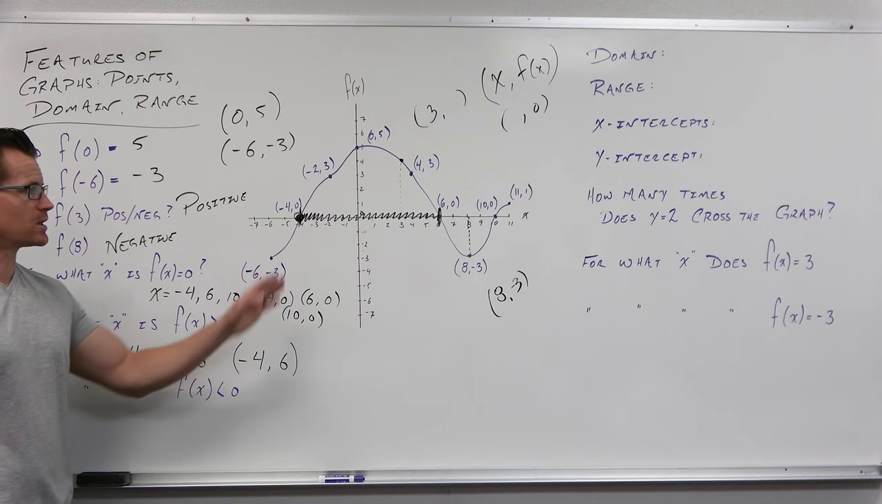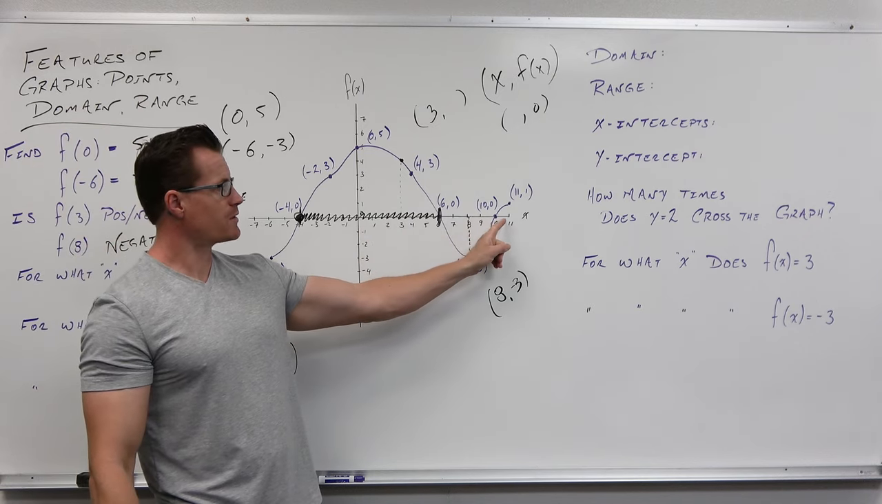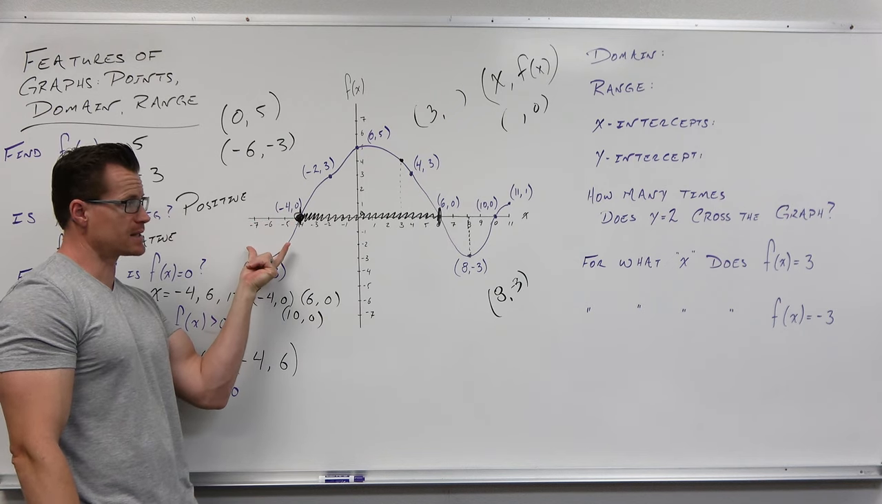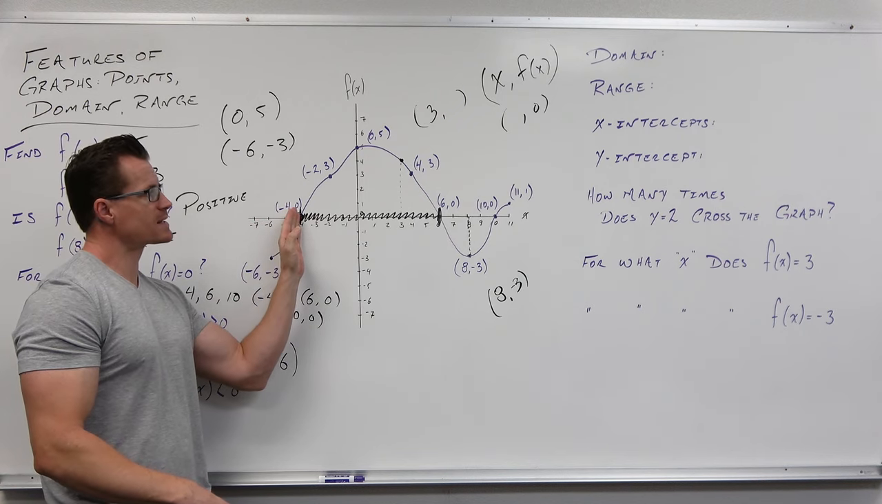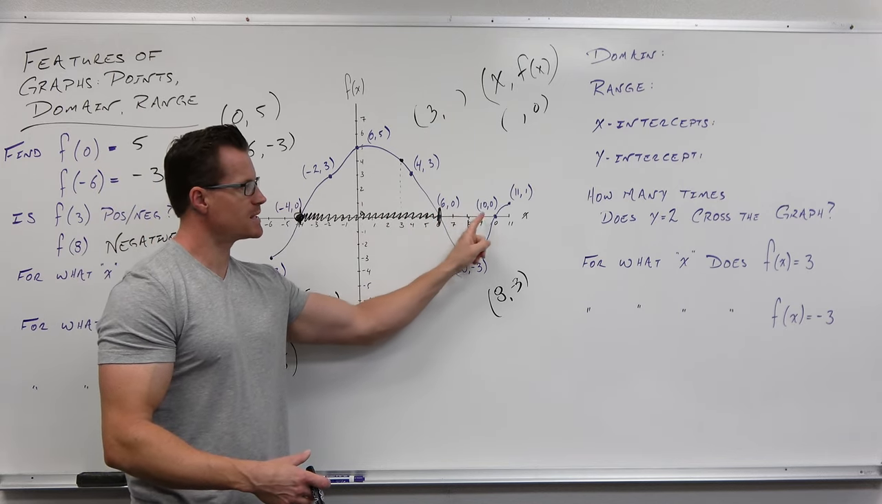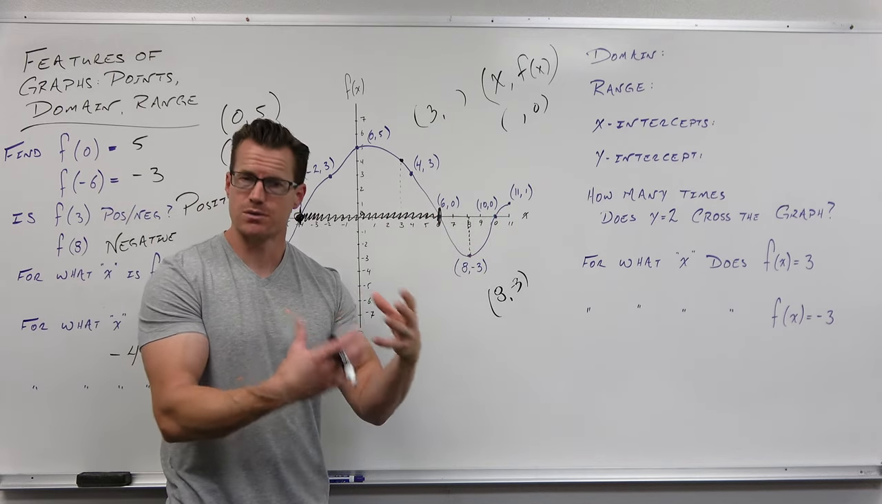We have one interval. I talked about that. But there's also this other one right over here. You go, well, yeah, we're not above the x-axis here. That's below. That's outputs that are negative. We're above the x-axis, or our outputs are positive from negative 4 to 6. Not between 6 and 10, but then from 10 to 11, we're also positive.